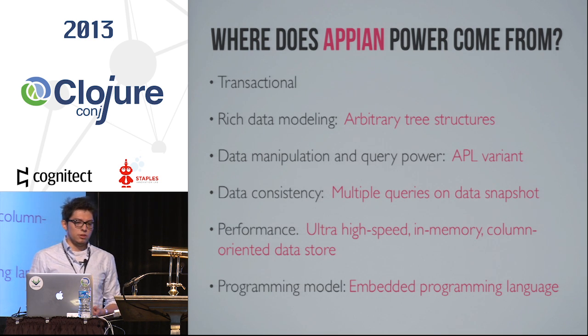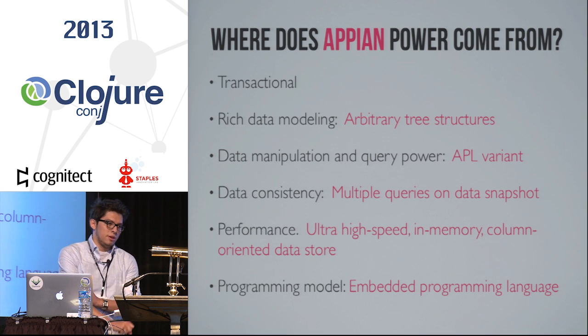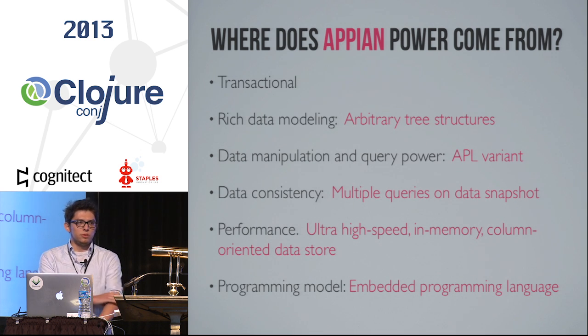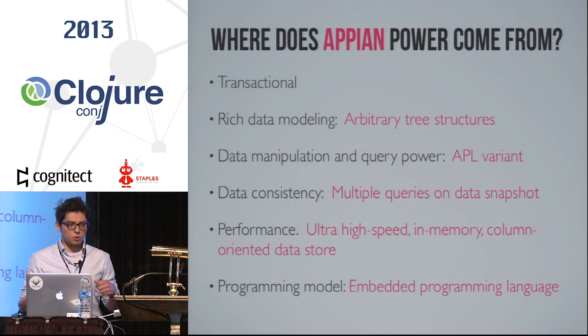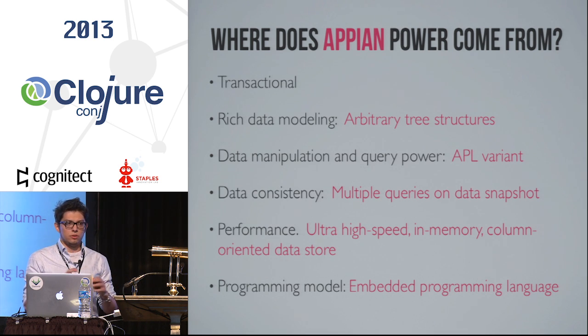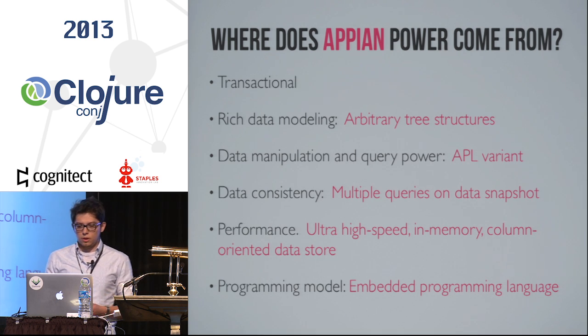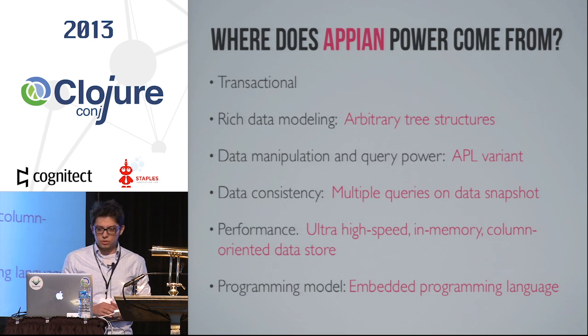Now, data consistency means we can also issue multiple queries on a single data snapshot, which means the programming model that we follow is very similar to the one that Datomic provides you. Now, Datomic gives you this through immutability. Right? If you make a query to the database and you want to keep making queries to the database and make sure that all those queries are looking at a consistent snapshot, you can do it because of immutability. We don't do it through immutability, but we have the same programming model, which is very powerful.